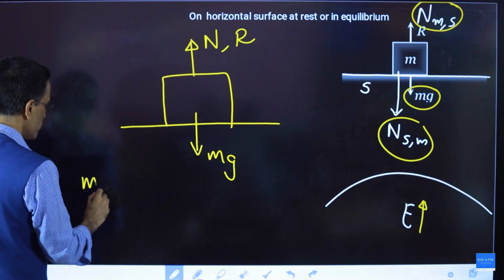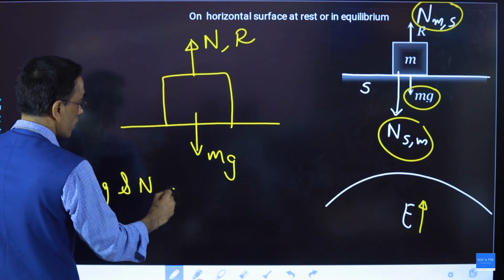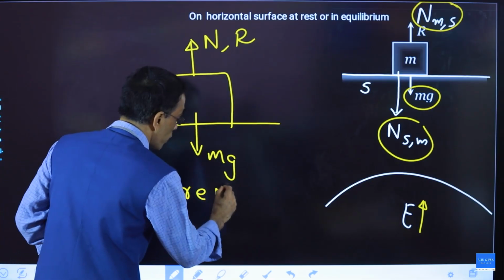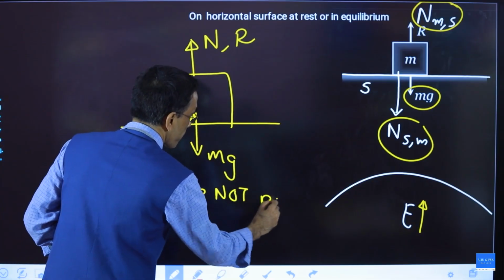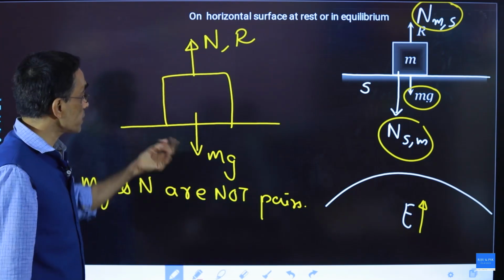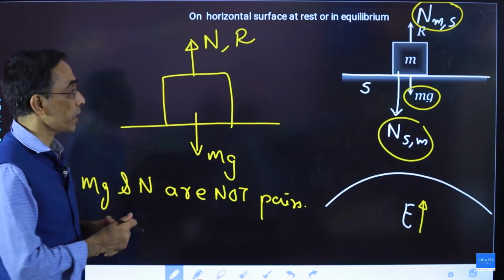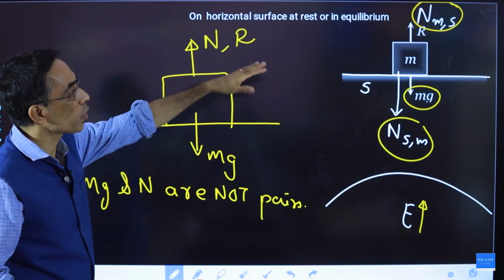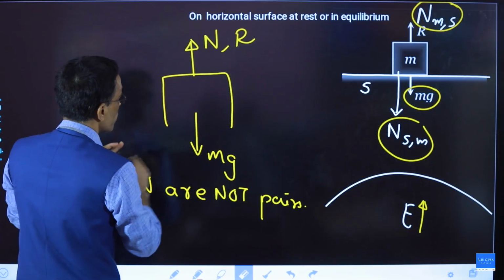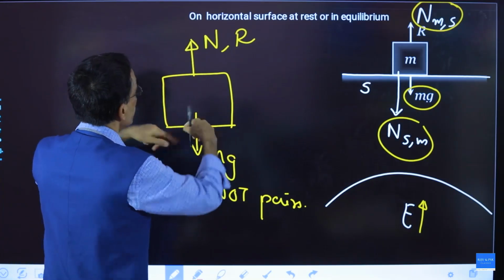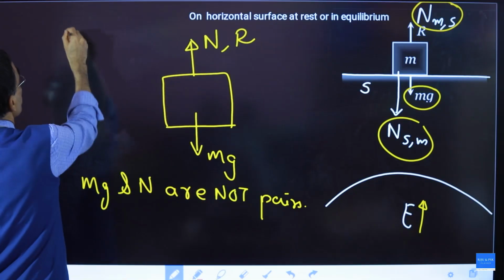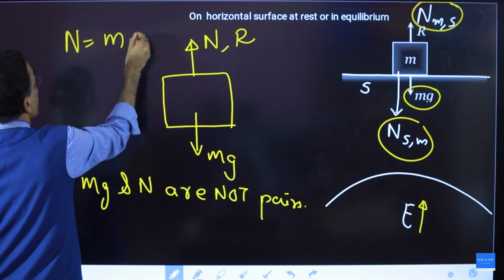Understand that mg and N are not an action reaction pair. They are not pairs. Mg is by the earth, N is by the surface. There is a big difference in that one. Fine. Now, suppose the body is not moving, you can see there are two forces acting on the body. Which are the two forces? Mg is acting in this direction, N is acting in the upward direction. That is in equilibrium.